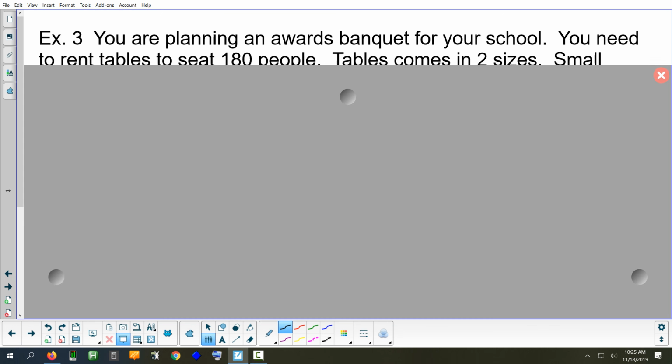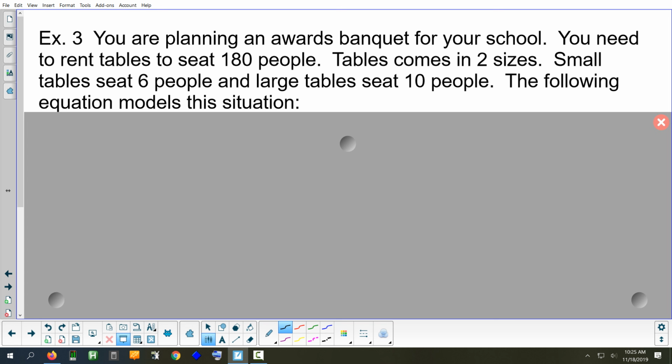Alright, so last one. Same kind of problem. We'll try 2 of them if we have enough time. So it says that you're planning an awards banquet and you need to rent tables to seat everybody. There's 2 types of tables you can get, small or large. It doesn't matter, as long as you get enough tables to seat 180 people. That's all that you want to make sure you get.